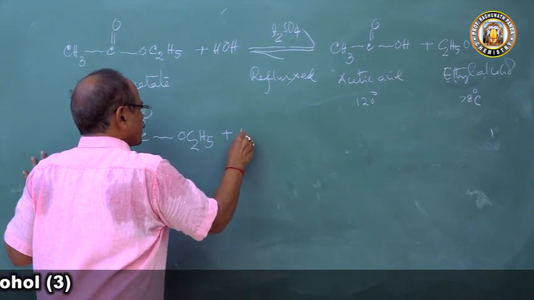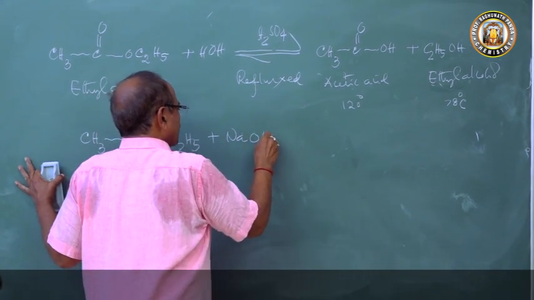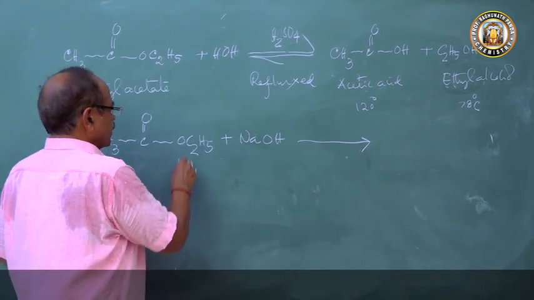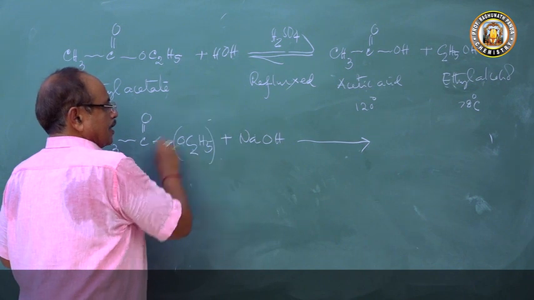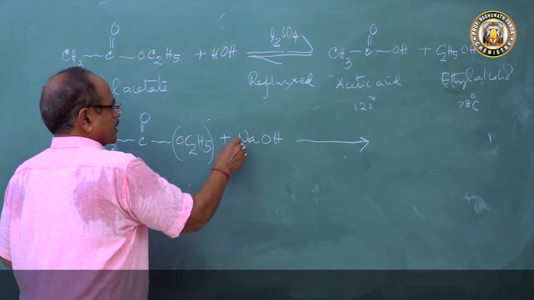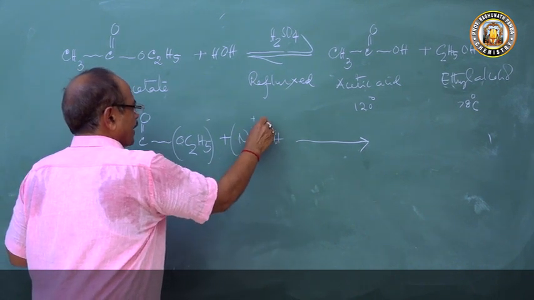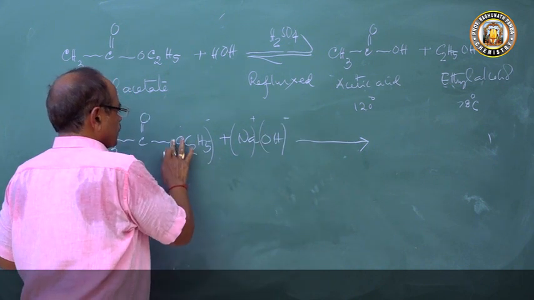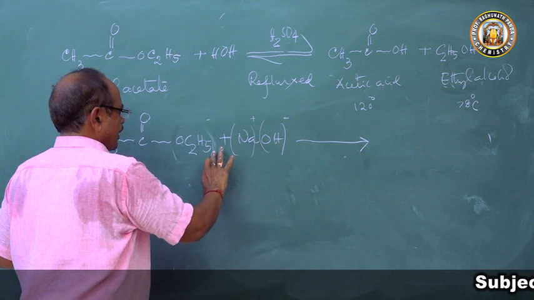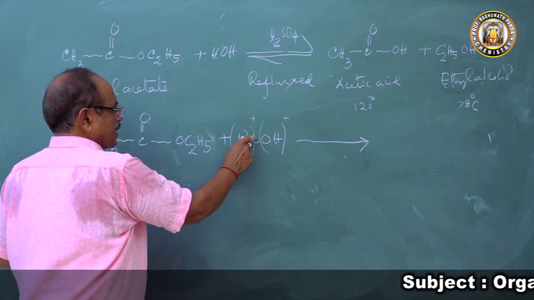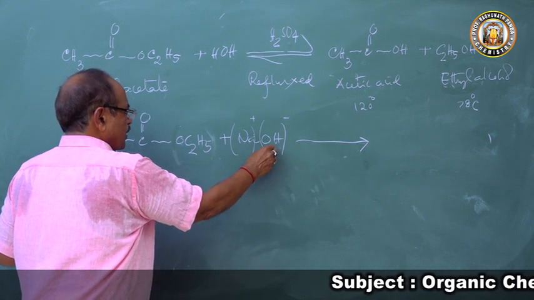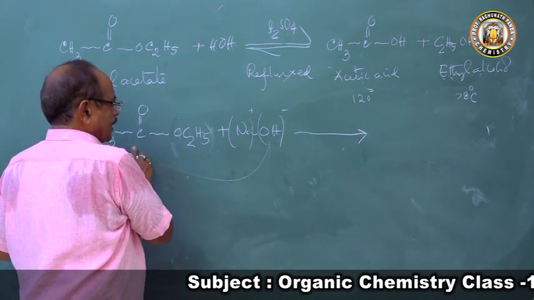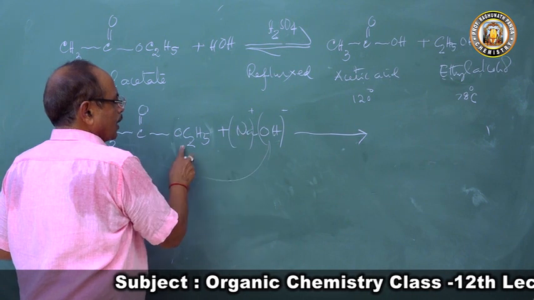If you treat this with sodium hydroxide, then this sodium hydroxide will hydrolyze this. So C2H5 is minus, and this Na is plus, and OH is minus. So you have C2H5, OC2H5, this is Na plus, OH minus. So this OH will go to where? It will go to this acid. So they will produce the alcohol.